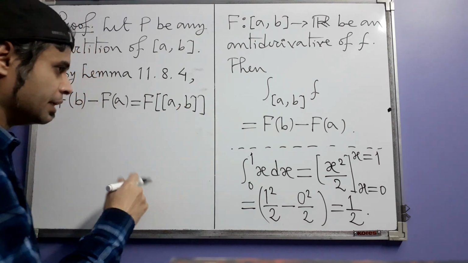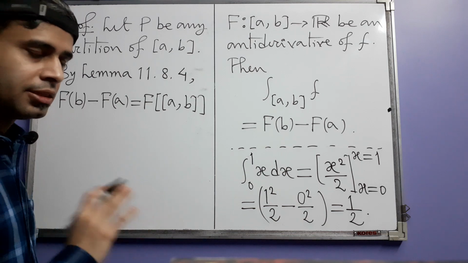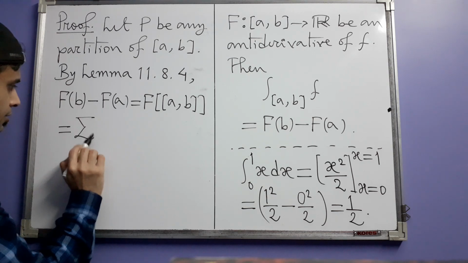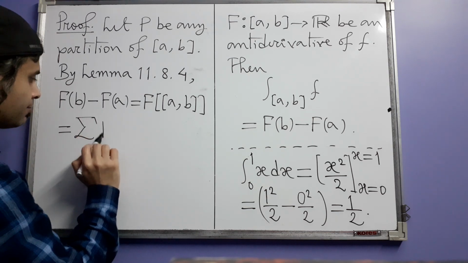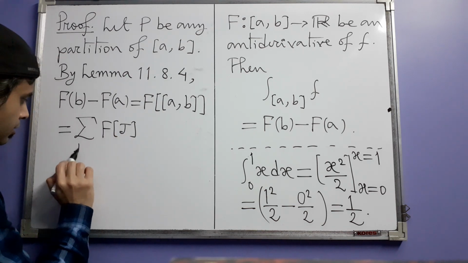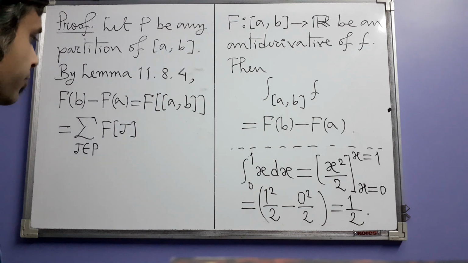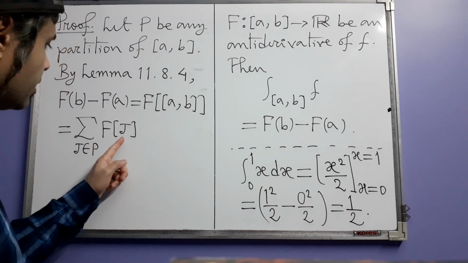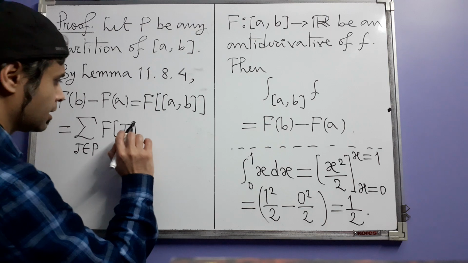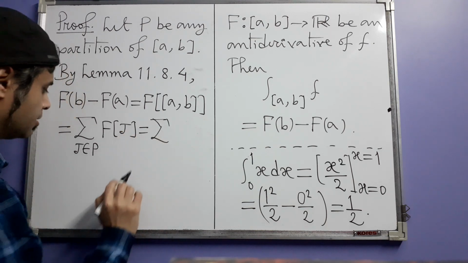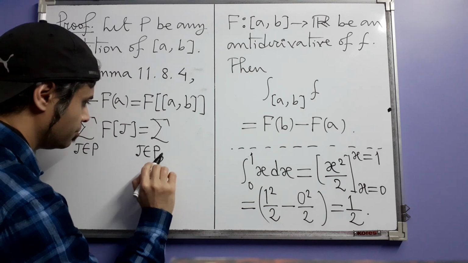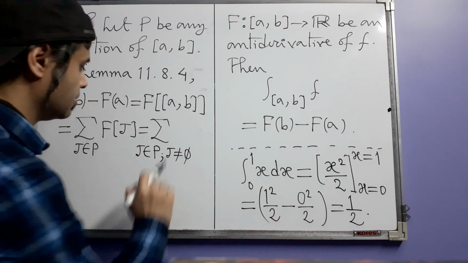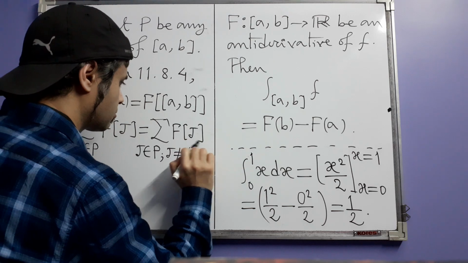And this is why we need the Riemann-Stieltjes integral, because it gives us many things. But by this lemma, this is the summation of F of j, where j varies over the partition, because P may have the empty set as one of its elements, and by definition the F length of the empty set is 0. So we can not consider the empty set, that is, j belongs to P and j is different from the empty set, because not considering it does not affect anything. Alright.